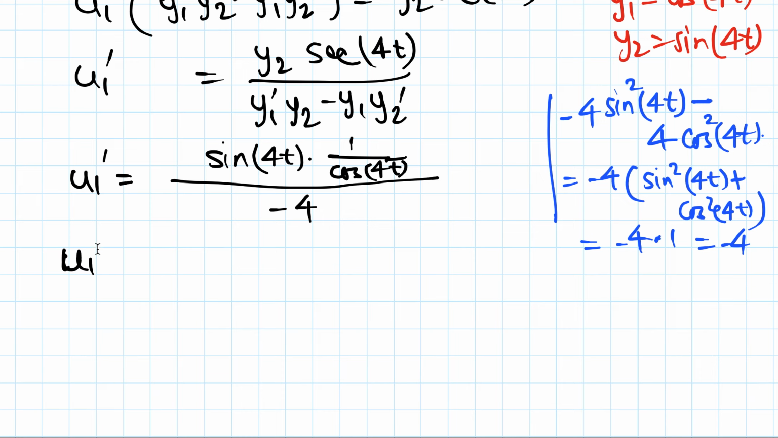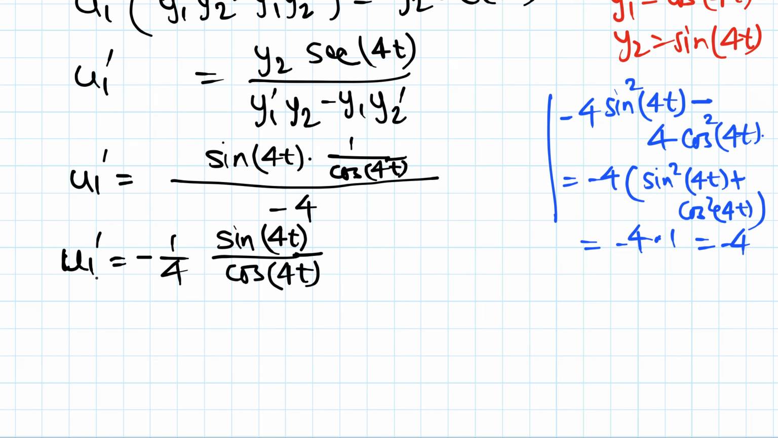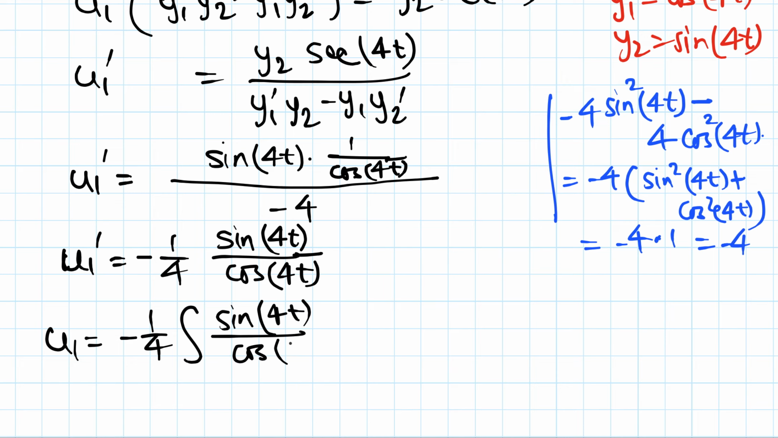So u1 prime is, in fact, sine over cosine. Negative 4 can be pulled to the front: negative 1 over 4 times sine 40 over cosine 40. That's u1 prime. Now to find u1, we need to integrate both sides. Okay, let's integrate. Then u1, when we integrate here, negative 1/4 can be pulled to the front, sine 40 over cosine 40, with respect to t.